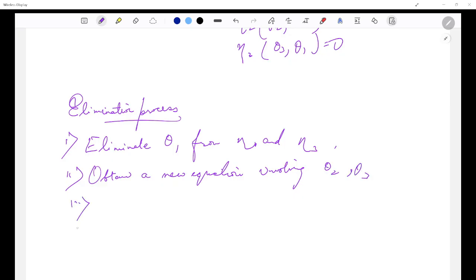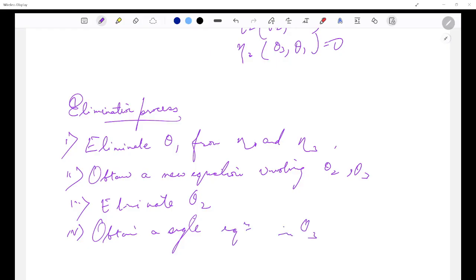Then we eliminate theta 2. All of these steps are written very well in the lecture. And then we just obtain a single equation in theta 3. This is the whole process. So yes, two passive variables are eliminated, and after elimination we get an 8th degree polynomial. Specifically, that polynomial is in tan theta 3 by 2, right? Tangent half angle substitution we use there.